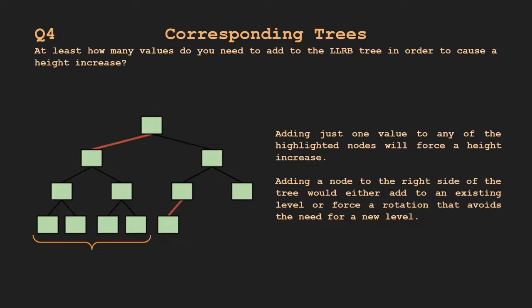How many values do you need to add to the left-leaning red-black tree in order to cause a height increase? You can just add 1 value to any of the 4 bottom left nodes, and it'll cause a height increase. If you did it to the right side, it's either going to add to an existing level or there's going to be a rotation.